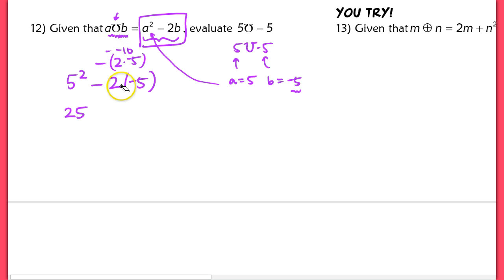So sometimes students will ask me, is it minus 2 times negative 5, or is it negative 2 times negative 5? And the answer is yes, it's both, okay? So we've got negative 2 times negative 5, which gives me a positive 10. So 25 plus 10 gives me 35.